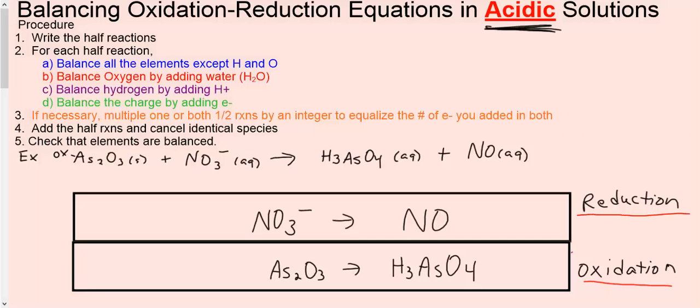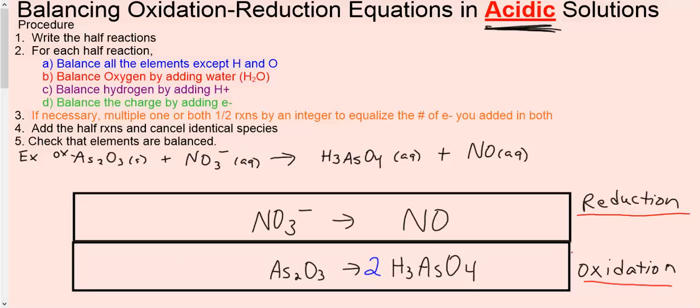Now we're ready to go through the steps. Balance all elements except hydrogen and oxygen. So if we look at this equation, your nitrogen is balanced. We're waiting till later on our oxygen. This equation, we need to balance our As. We'll wait later on the hydrogen and oxygen. So we have two As's here. So if we put a 2 here, that balances our As's.